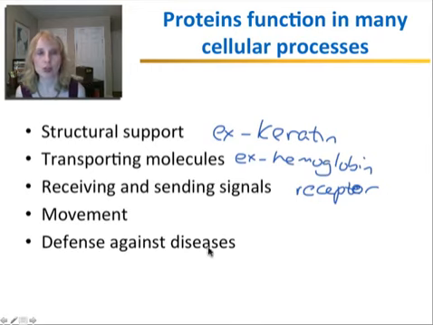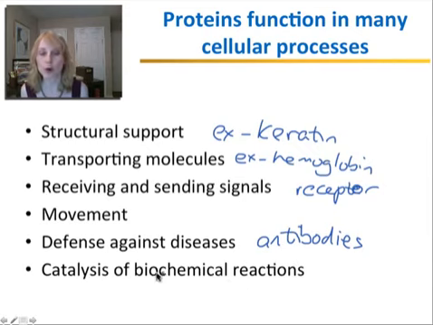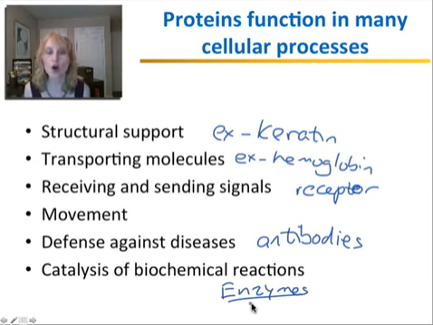Then some proteins function to defend you against diseases. Antibodies, which you might have heard of already, are proteins that will fight viruses and bacteria that invade your body. And lastly, some proteins function to catalyze or speed up biochemical reactions. These proteins are called enzymes. Enzymes speed up biochemical reactions inside living cells. Without them, the reactions would not happen fast enough for you to even stay alive. You'll learn a lot more about all of these different types of functions throughout the year.